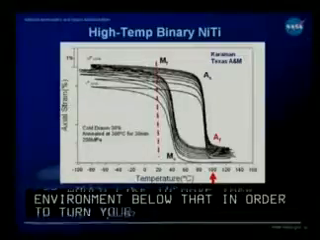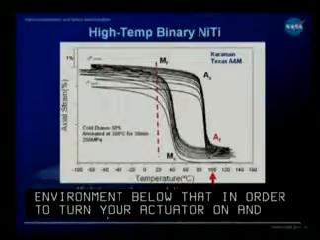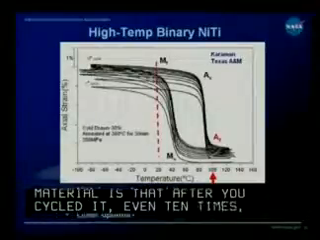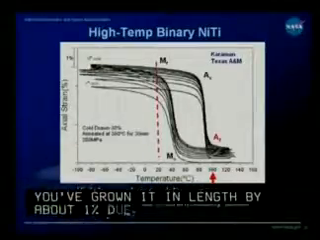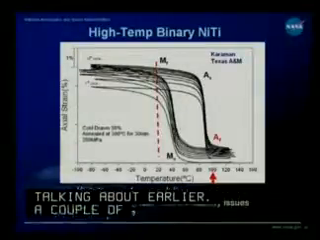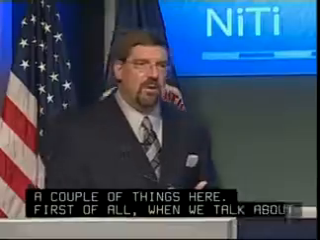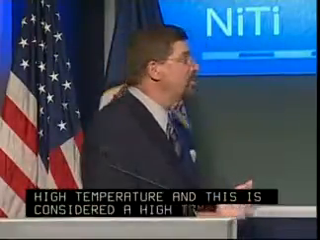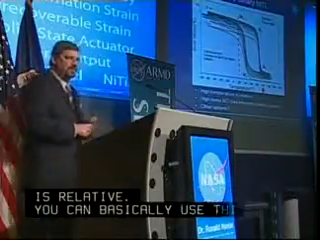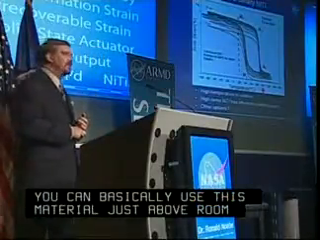The other problem with this material is that after you cycle it even just 10 times, you've grown it in length by about 1% due to that irrecoverable deformation that we were talking about earlier. So a couple of things here. First of all, when they talk about high temperature, and this is considered a high temperature binary alloy, high temperature is relative, because you could basically use this material just above room temperature. The other problem is the stability issues. So what other options do we have?